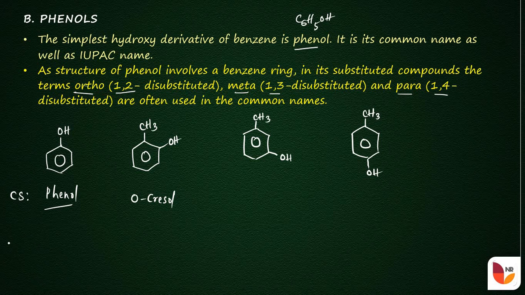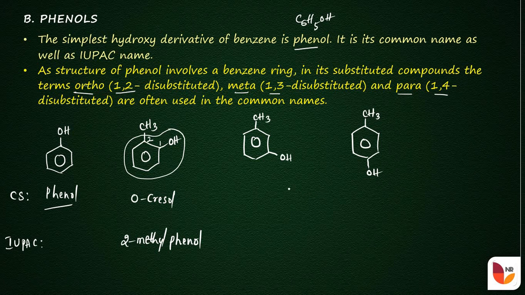In the case of the IUPAC system, the numbering is done from the carbon to which the hydroxyl group is attached. So it is 1, and the second position contains the methyl group. Here select the least locant number, that is 2-methyl, and the entire molecule is called phenol. So it is 2-methyl phenol.